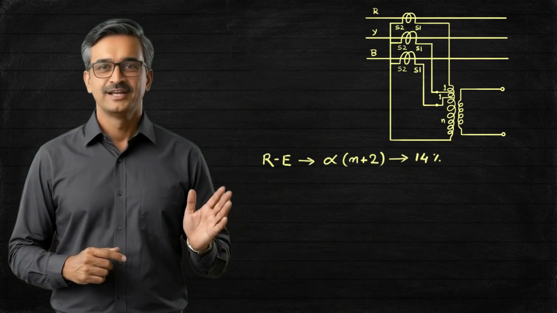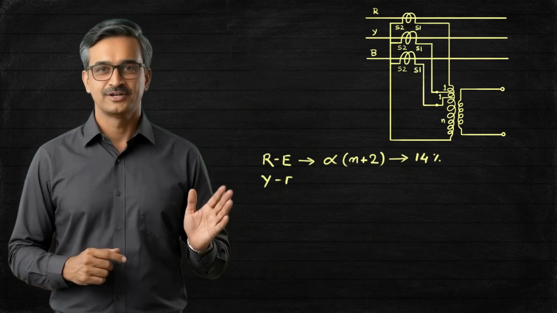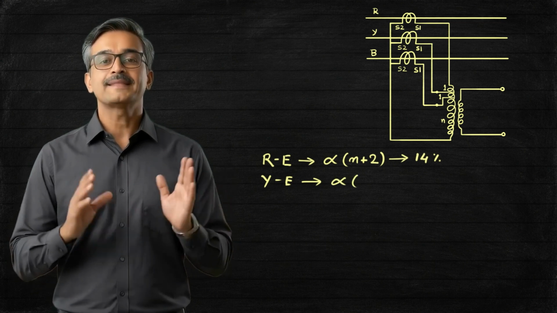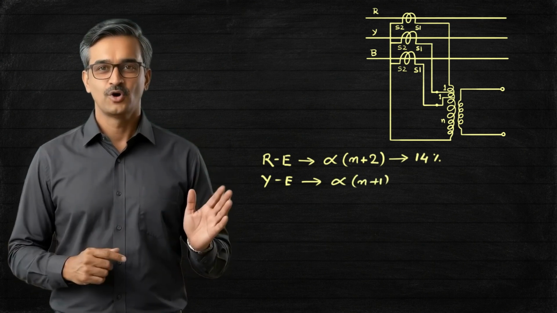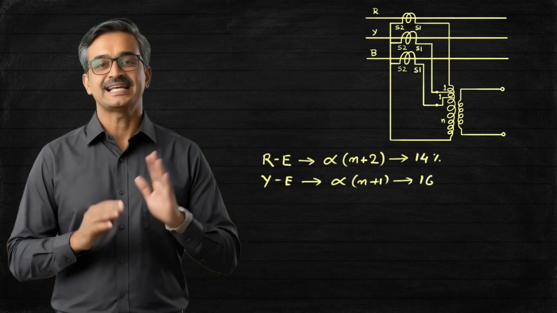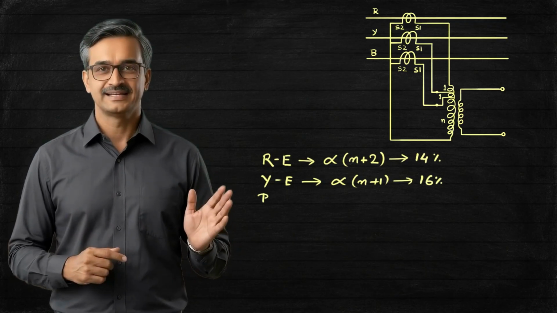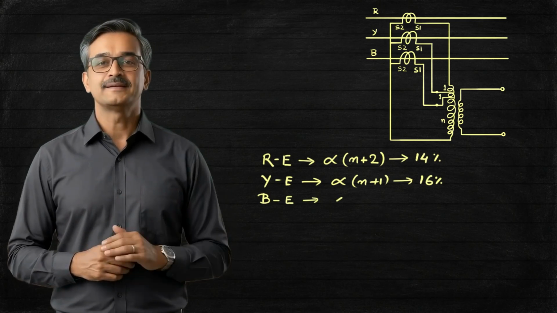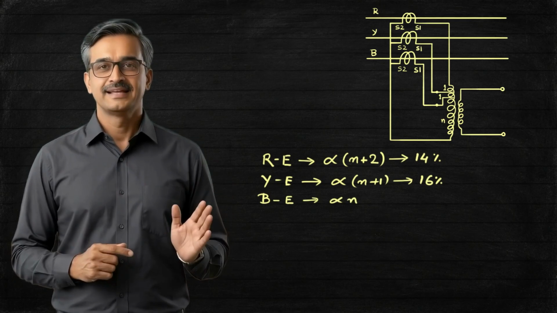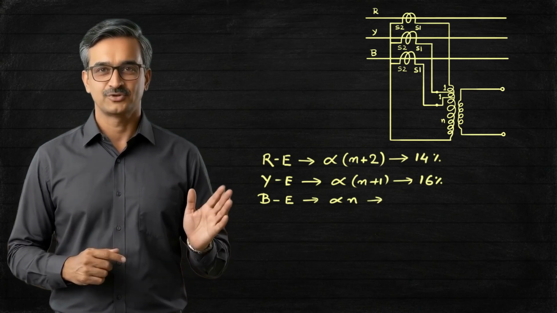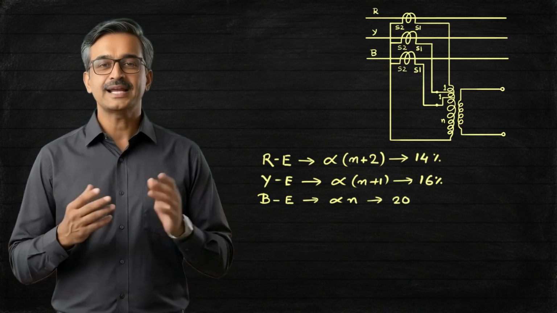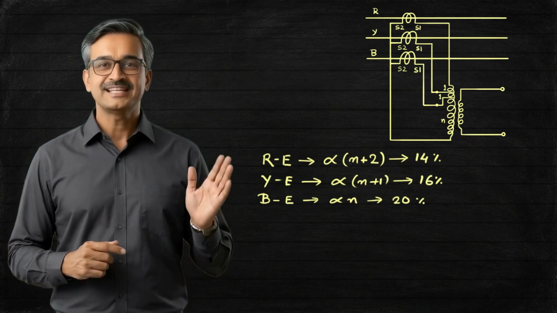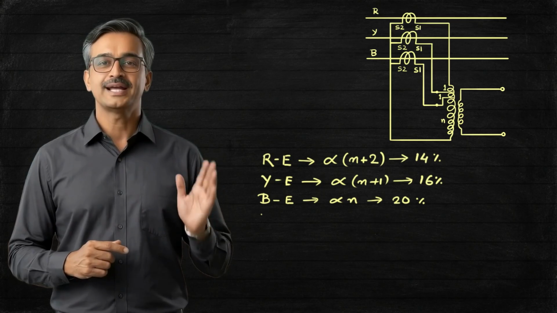Now suppose the fault occurs between the yellow phase and earth. The output is now proportional to n plus 1 turns. Therefore, the relay pickup becomes approximately 16% of the CT rated current. Similarly, during a blue phase to earth fault, only the blue phase contributes. Since it has n turns, the relay pickup becomes approximately 20% of the CT rated current. Even though the pickup values are slightly different, all earth faults can be detected at relatively low current levels.